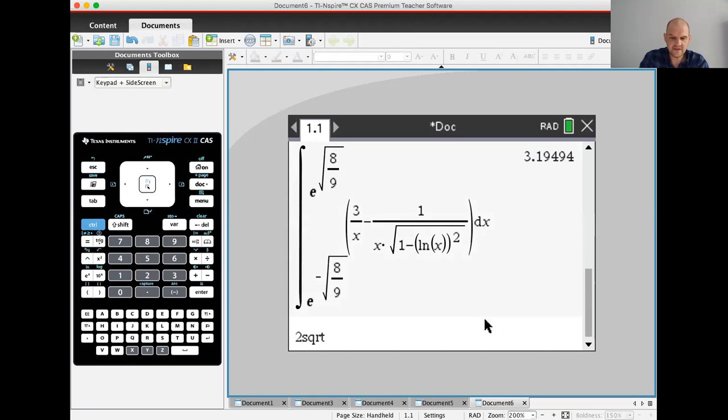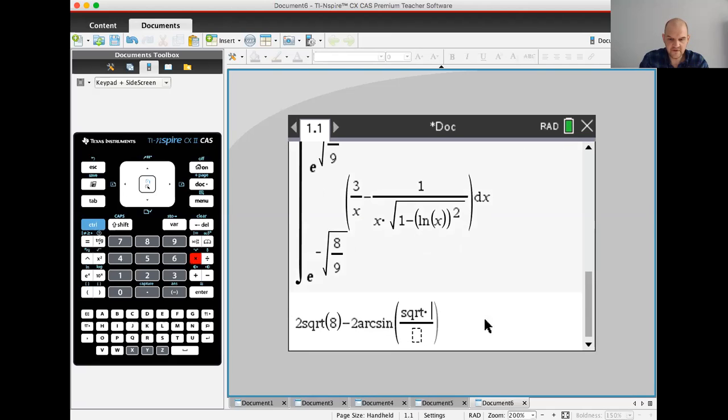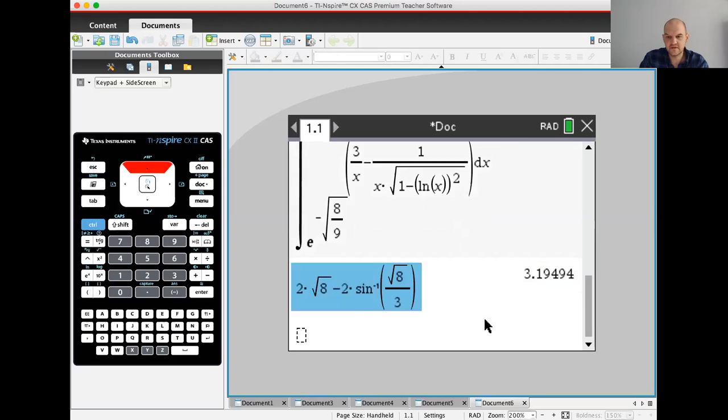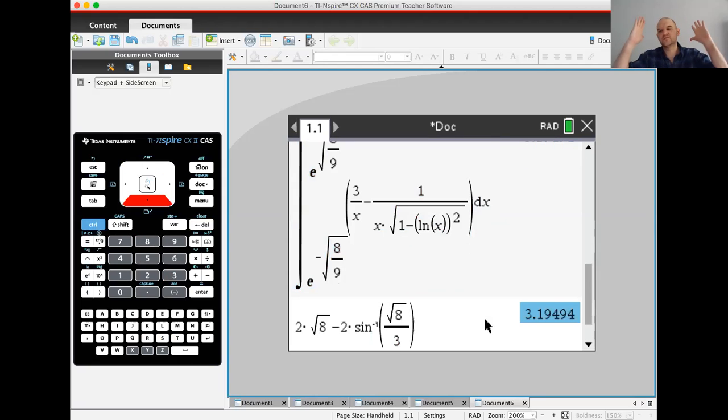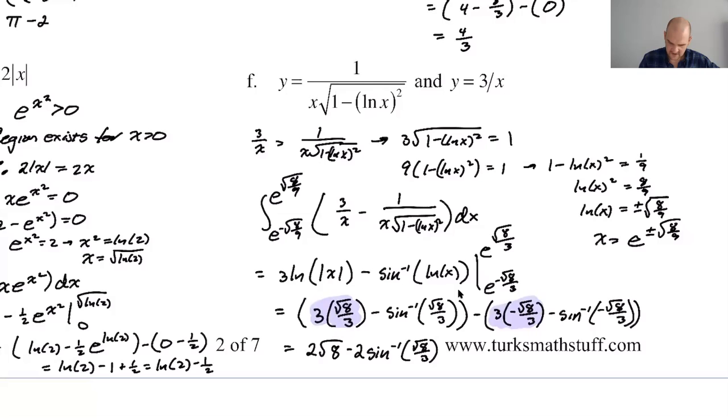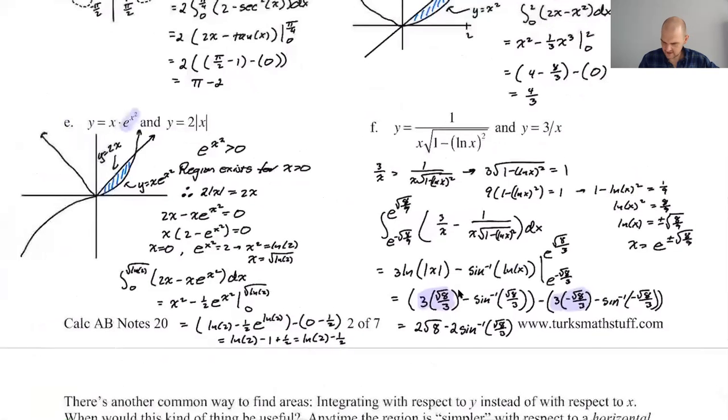2 square root of 8 minus 2 arcsine of square root of 8. Nope. Of 8 over 3. It's kind of a moment of truth type thing. Yes. We got it. All right. Holy cow. All right, we're done with this. Thank God. We got them though. These are challenging problems. These are not standard, basic problems. We go big or we go home.